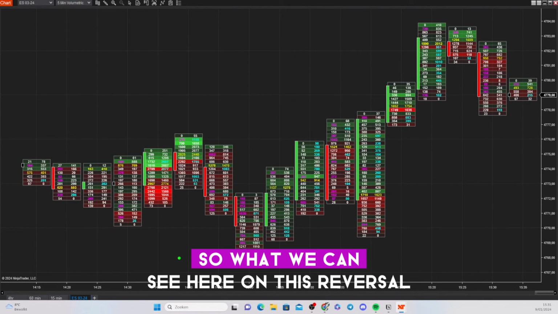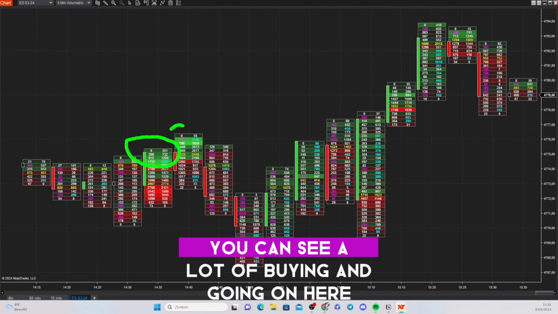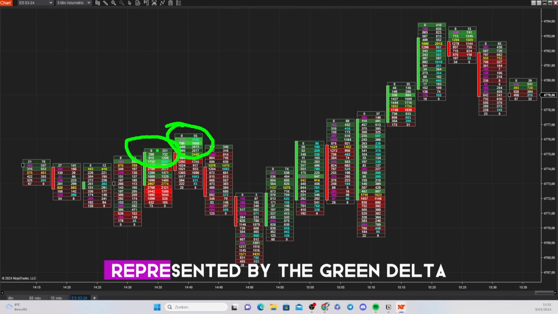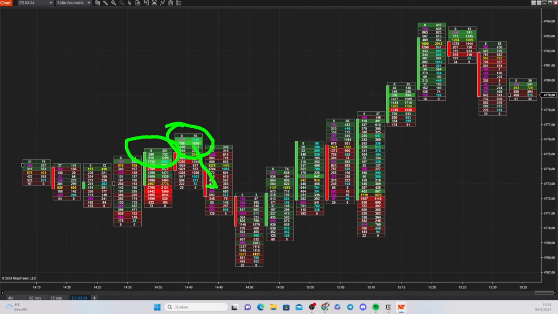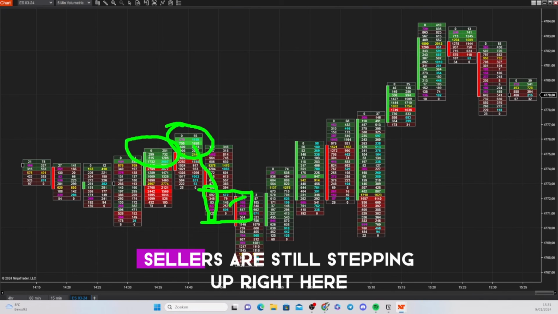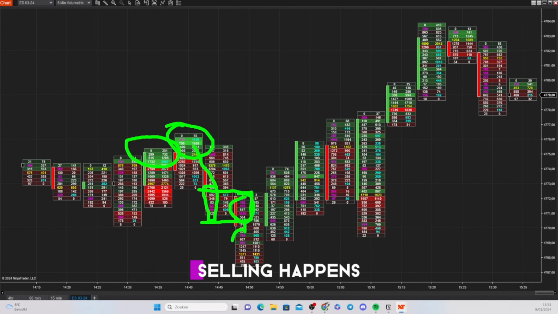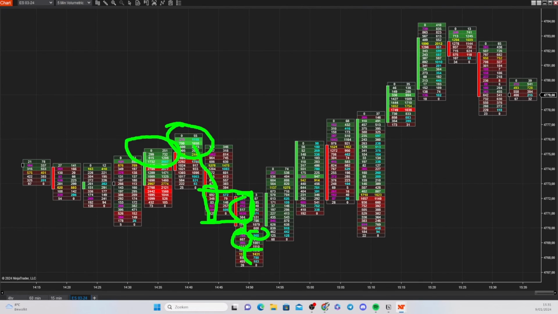So what we can see here on this reversal, for example, is, firstly, a lot of buying going on here, represented by the green delta. Then price goes down. Buyers are stepping in right here, shown by the buying imbalances. On that same price next to it, sellers are still stepping up right here. Selling happens, still some selling imbalances. Buyers come in, and we push back up.